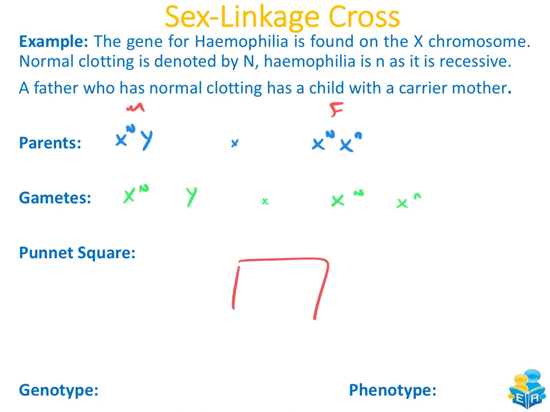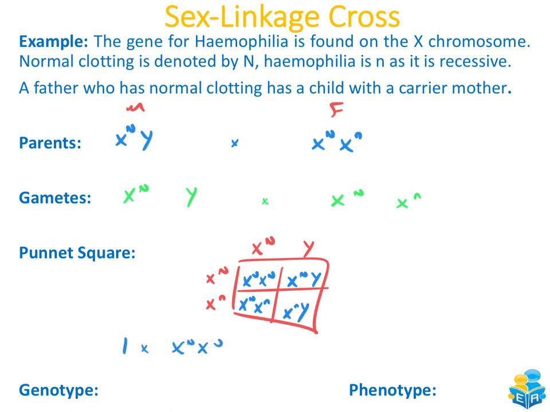We'll form our Punnett square. So this one here, X capital N, X capital N, X capital N, Y, X capital N, X small n, Y. So our genotypes, we have one of a capital X with a capital N and an X with a small n, one with an X with a capital N and a Y, and one with an X with a small n and a Y.